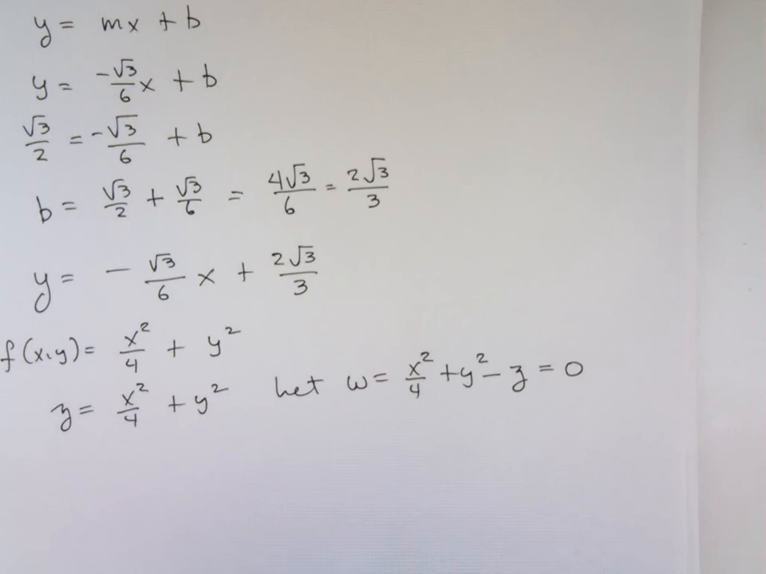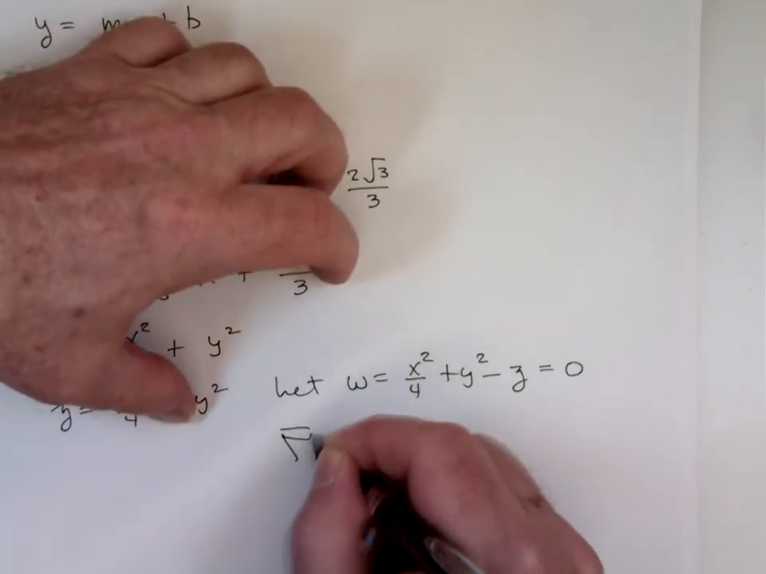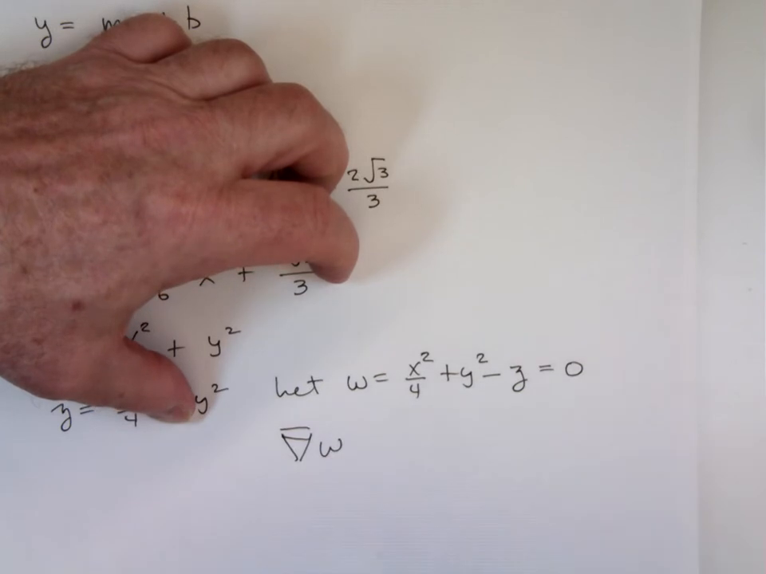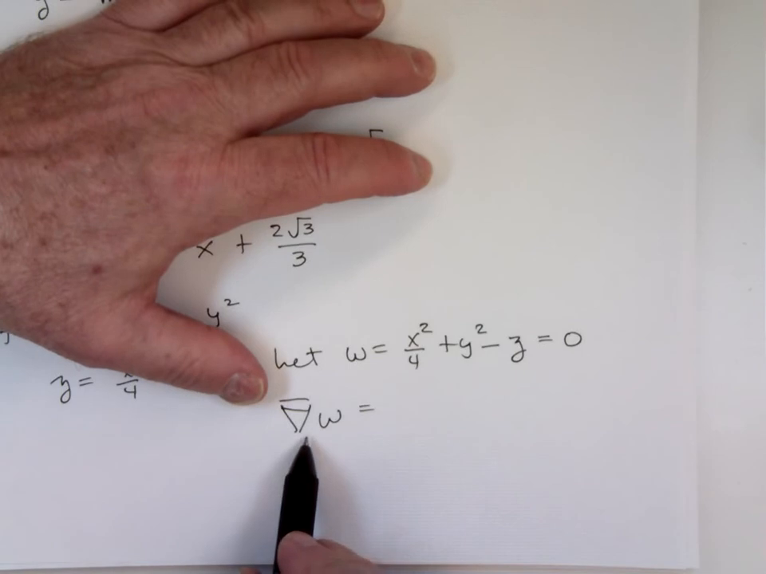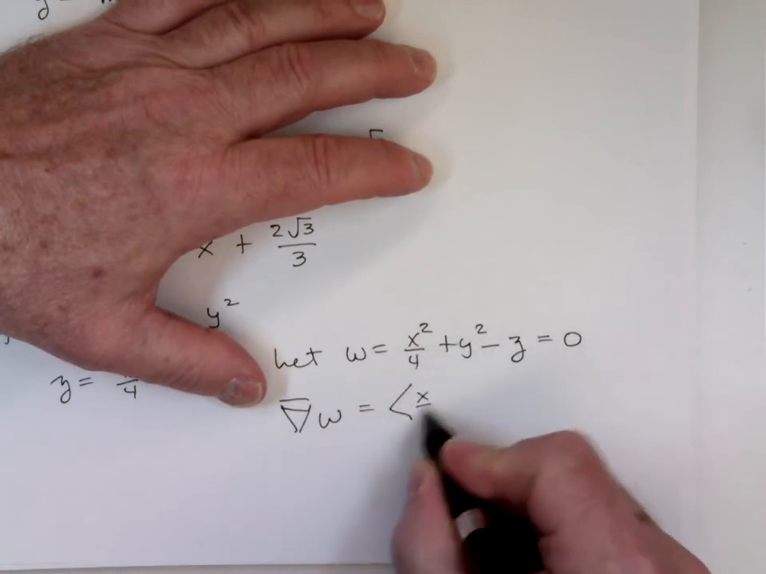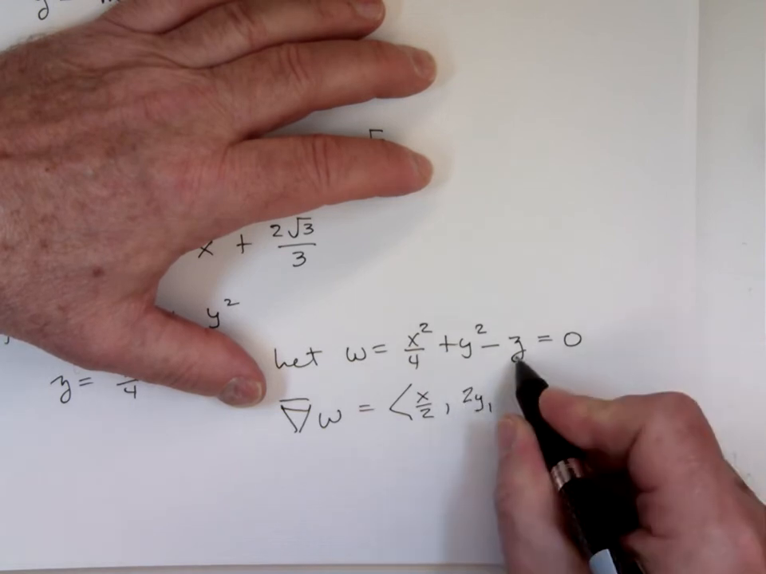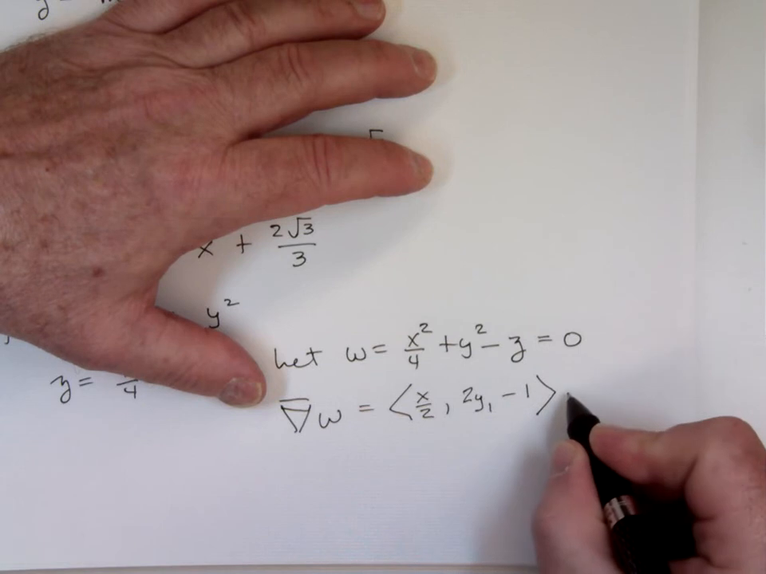Okay, so what's the gradient of this? I wasn't planning to go ahead and do the whole next section, but I want to just get it started anyways. What's the gradient of w? It's partial with respect to x, partial with respect to y, partial with respect to z. Okay, that's our gradient.